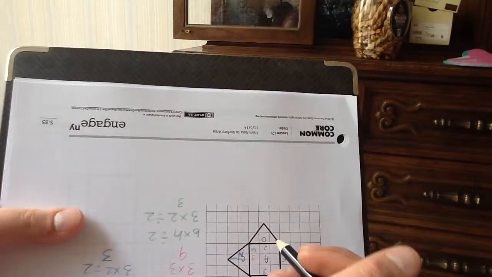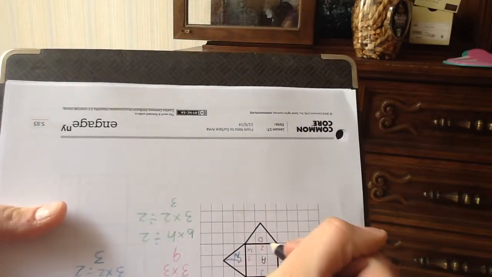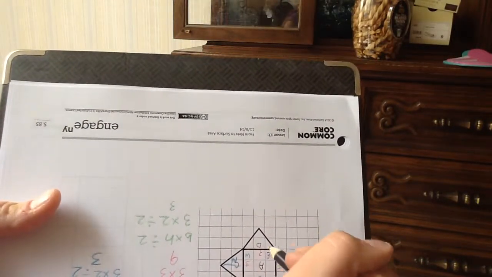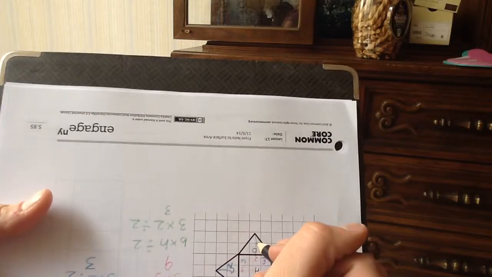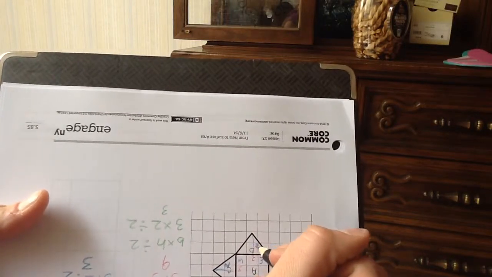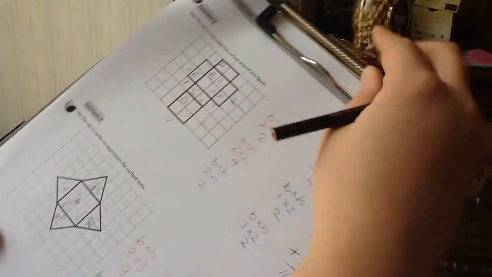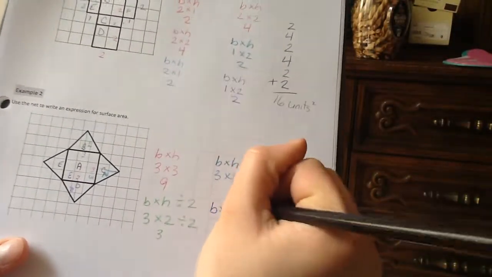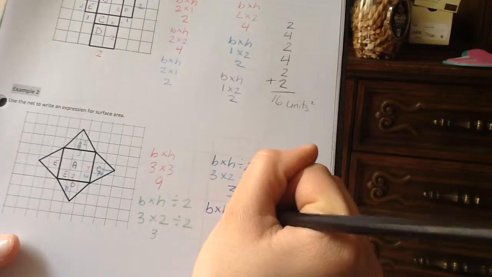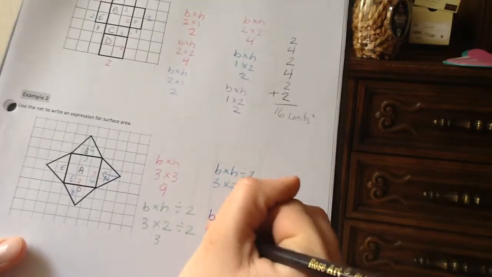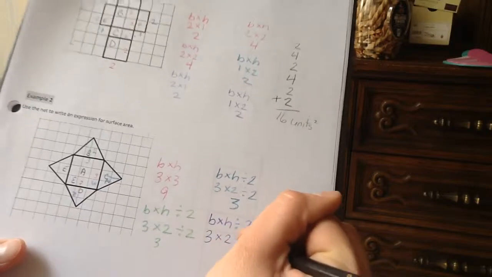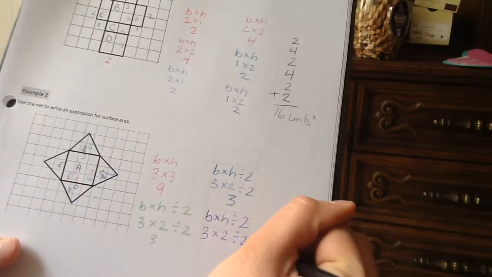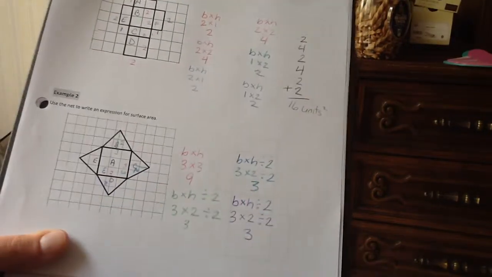So for the area of shape D, my triangle down here, I can see that my base is 3 units. My height is 2 units. So base times height divided by 2. 3 times 2 divided by 2. That's going to give me 3 units squared.